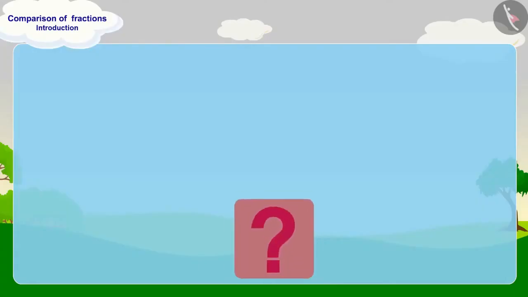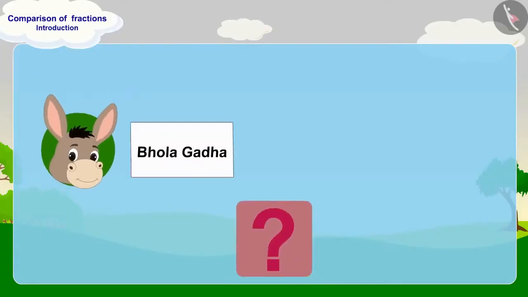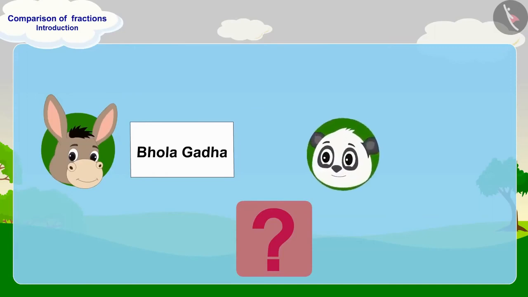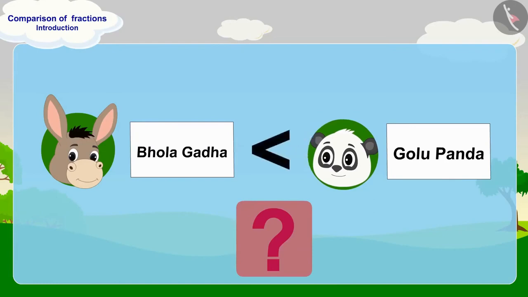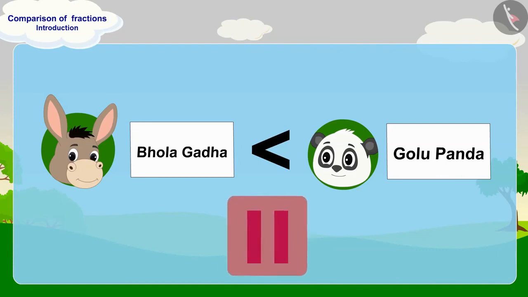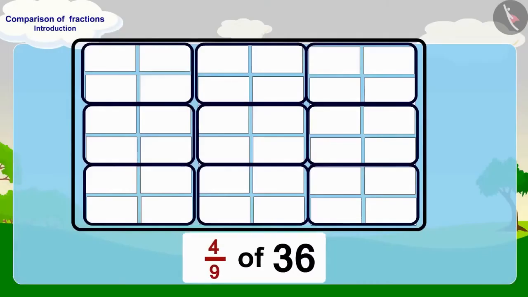Children, can you tell how many pieces of paper has Bhola written his name on? Are these more or less than the pieces of paper on which Golu has written his name? You may find the answer to this question by pausing the video. Well done, children. You have found the right answer.